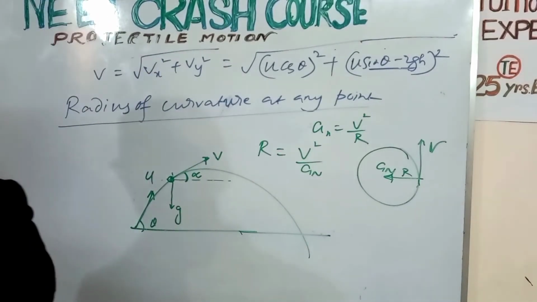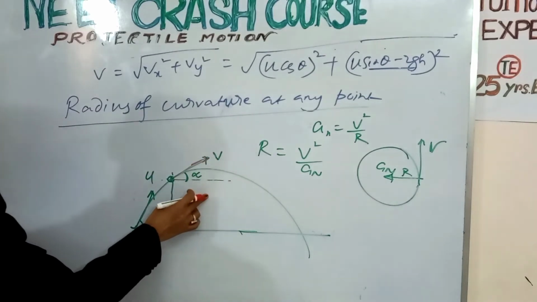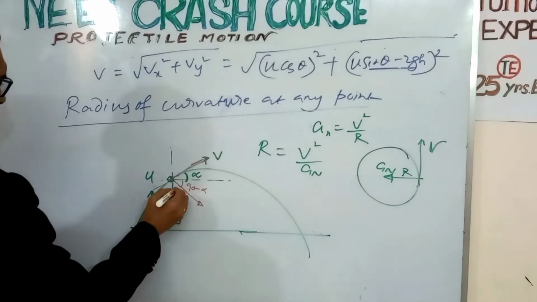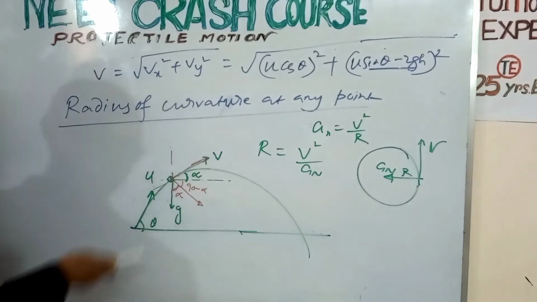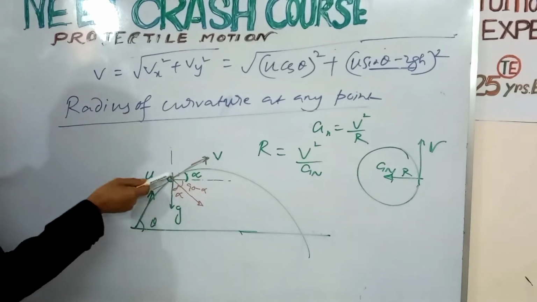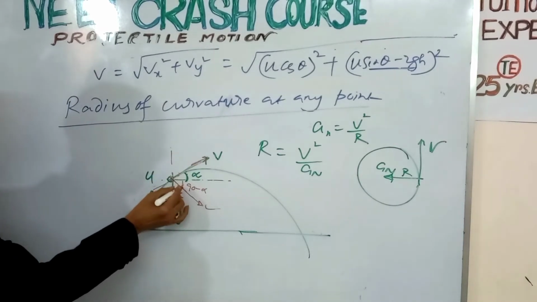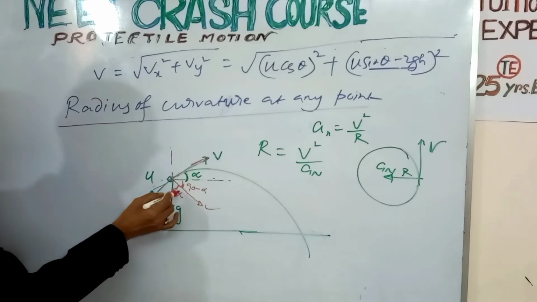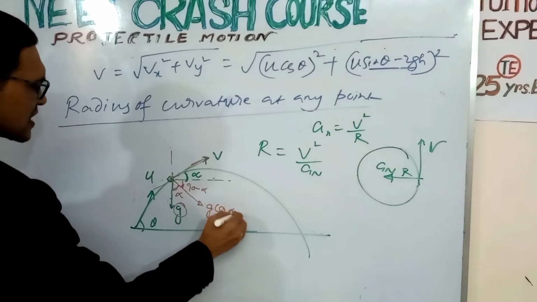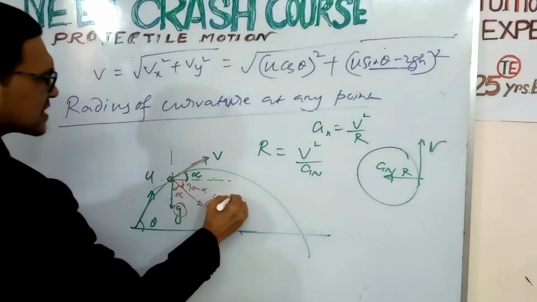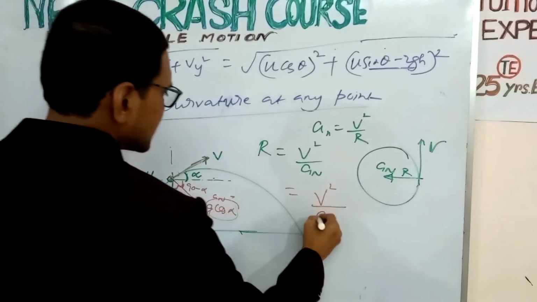So here the velocity is along this direction v, and the acceleration should be taken perpendicular to v. This line is the normal line to the velocity, that is, this line is perpendicular to the velocity. So this is alpha, this is 90 minus alpha. Now this and this is 90, so this angle is alpha. So the acceleration along this component is g cos alpha. So this is n, the normal acceleration. So the answer is v square by n, that is, g cos alpha.